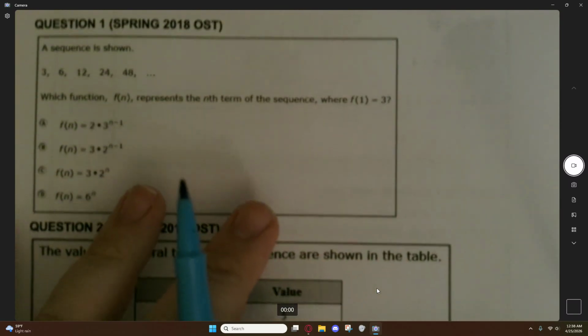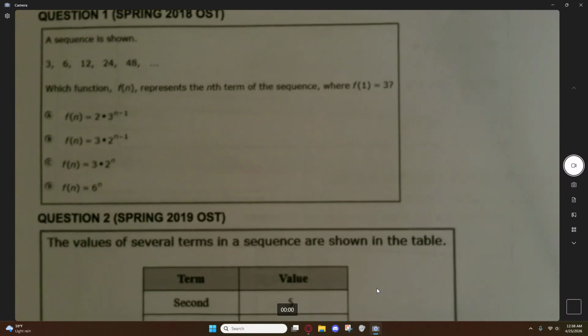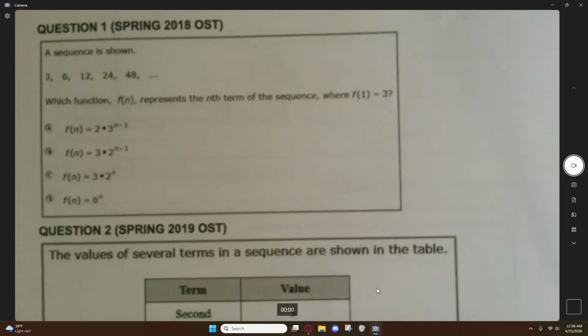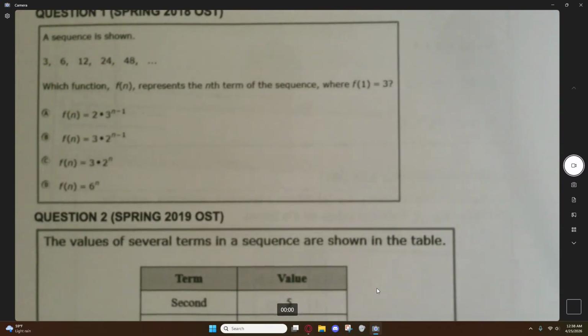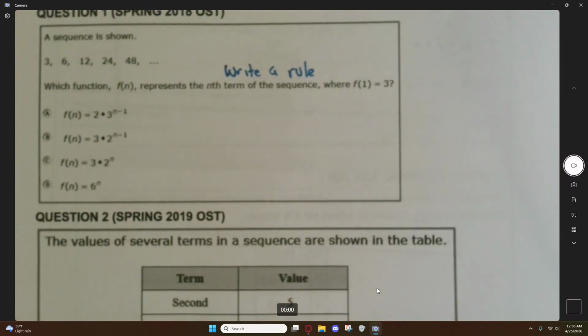Let's head right in. A sequence is shown. What function f of n represents the nth term of the sequence, where f of 1 equals 3? So this is just asking you again, write a rule. If you're watching these in sequential order, we did this a couple standards ago. It's asking you to write a rule.